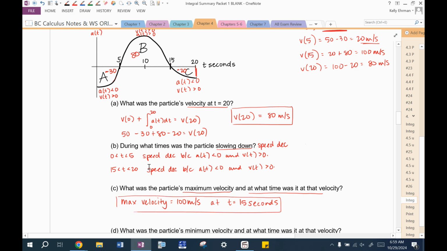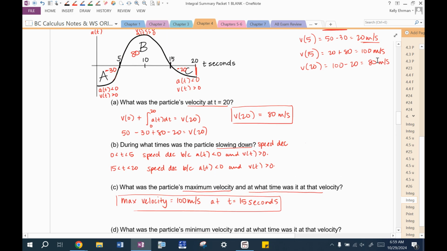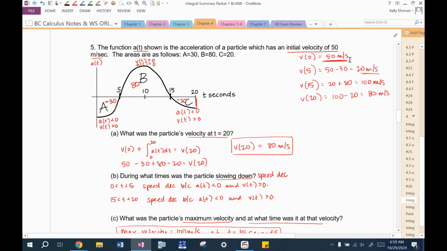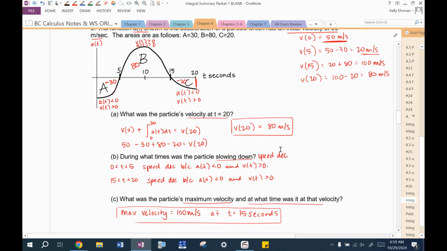What was the particle's minimum velocity and at what time? So again, referring to my chart here, the lowest velocity number I have is 20, and that happens at 5 seconds. So minimum velocity is 20 meters per second at t equals 5 seconds.